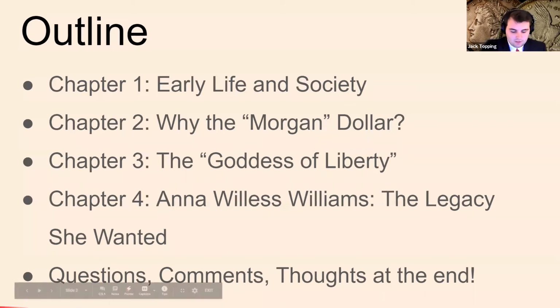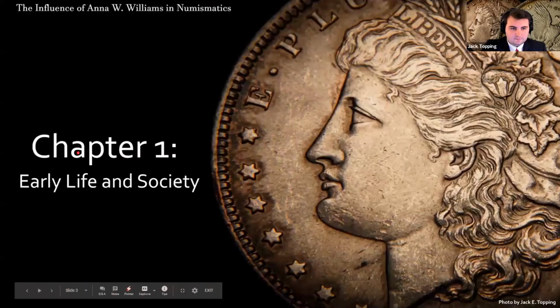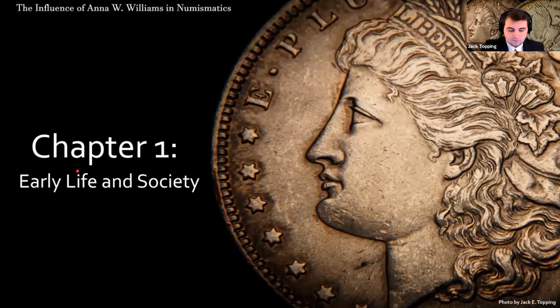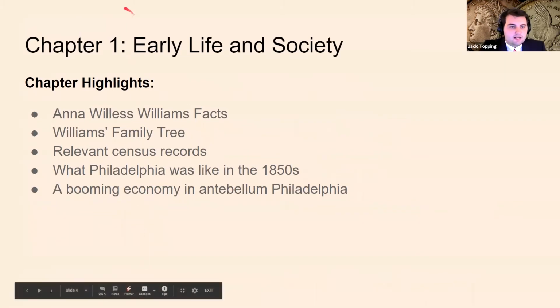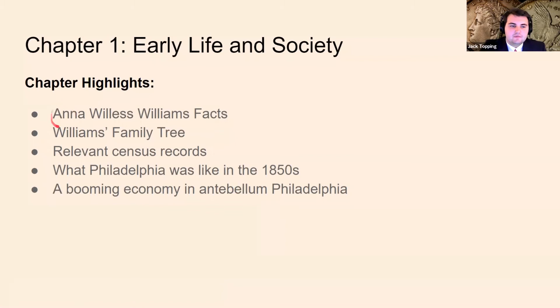So let's go into chapter 1, early life and society. Let's first go over some chapter highlights. We're going to go over some basic biographical facts of Anna Williams. We're going to talk about her family tree, some relevant census records, what Philadelphia was like in the 1850s, and then we're very briefly going to talk about the booming Antebellum Philadelphian economy in 1850.